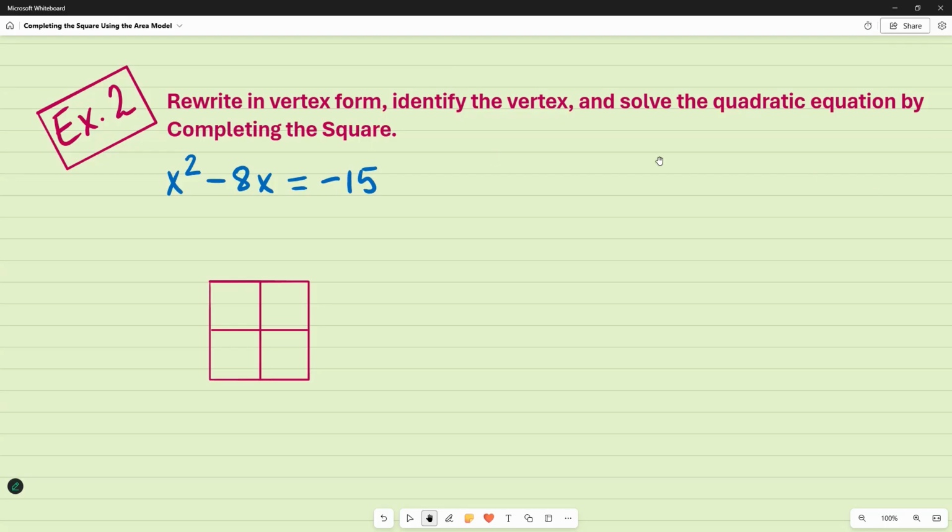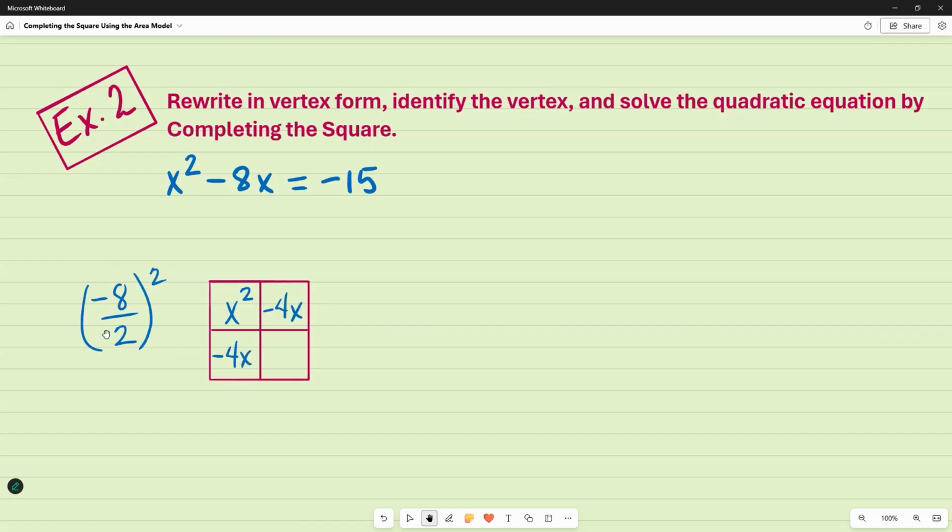Example 2 asked me to write this equation in vertex form, identify the vertex, and then solve the quadratic equation by completing the square. This time I have my variables on the left and I have my constant on the right. So what I'm going to do is go ahead and do what I was saying earlier by taking half, and I'm going to take whatever the half is and place it in the second and the third square, and my x squared always goes in the first box.